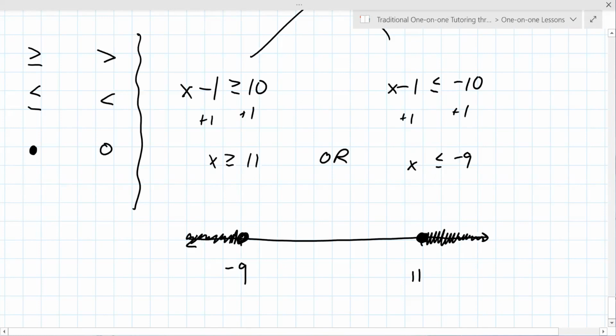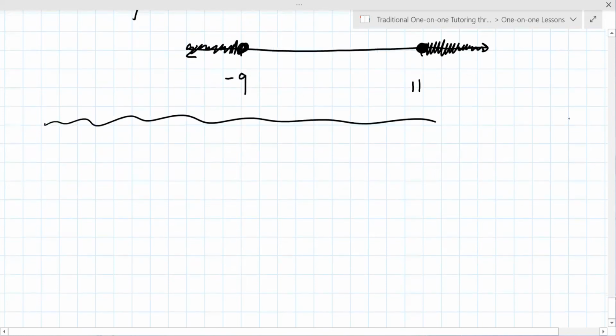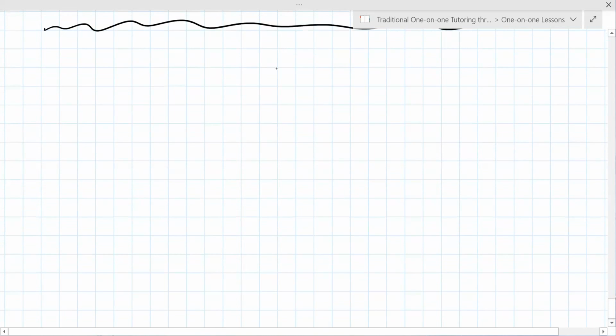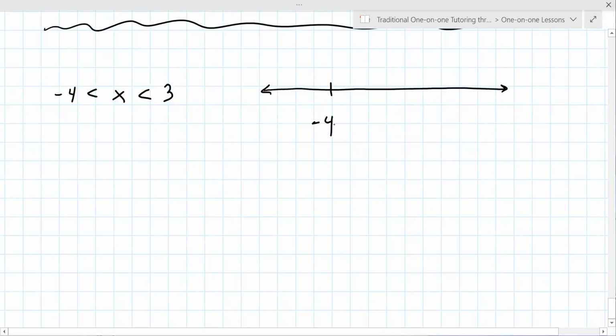I think that what your real question is, we've got to do very carefully here. We did some problem earlier that got down to, let's say, -4 less than x less than 3. Let's just say we did a problem and this was the answer. The solution is, well, here's -4, here's 3. These are open circles.